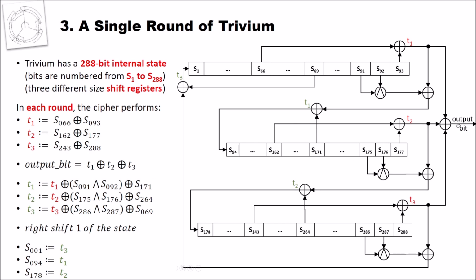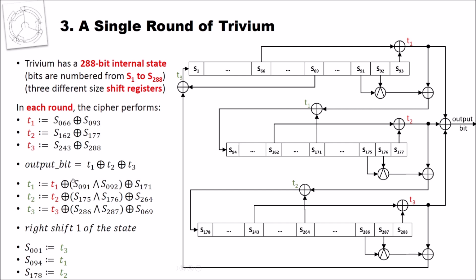You can see the output bit here, and we have an XOR operation which takes T1, T2, and T3. XOR these all three, and we get an output bit. After obtaining the output bit, T1, T2, and T3 are further changed using different binary operations. For example, T1 now gets T1 XOR, and then here we have bit S91 and bit S92, and again an XOR with a bit S171.